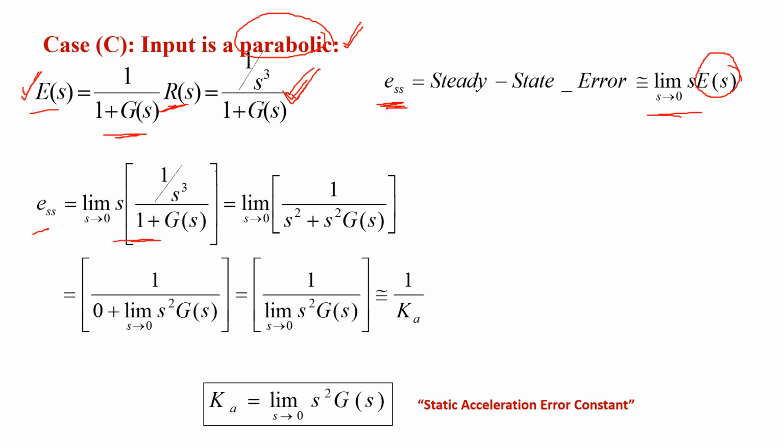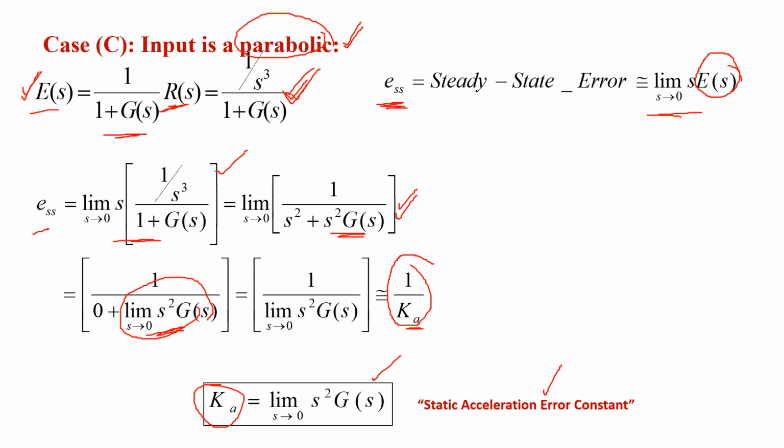By simplifying this, we get limit s tends to 0 of 1 by s square plus s square into G of s. Further simplifying, we get 1 by limit s tends to 0 of s square into G of s. Now replace this entire thing with a constant Ka. Here Ka is limit s tends to 0 of s square into G of s, and this Ka is called the static acceleration error constant, and this gives the steady state error if the input is parabolic.